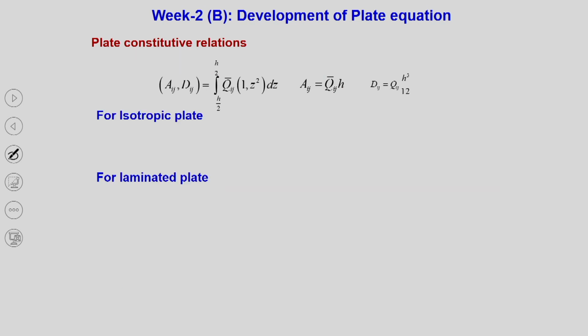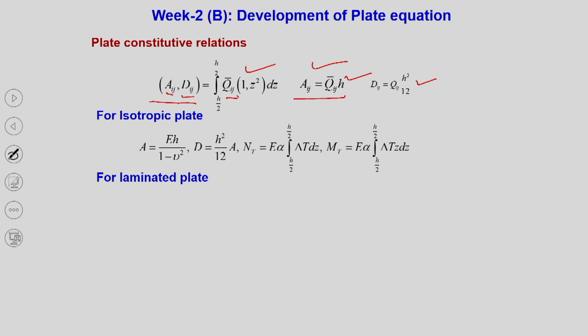Now we can say what Aij or A11, A12 is in index form. In short form, Q bar ij is to be multiplied by 1 for A, and when we are interested in finding the Dij elements, then we put z square over this. Finally, after the integration this term will be there. If it is an isotropic plate, A becomes Eh by 1 minus mu square and D becomes h square by 12 into A, and the thermal load NT and MT contribute to the moment due to the temperature. So, MT will be there.